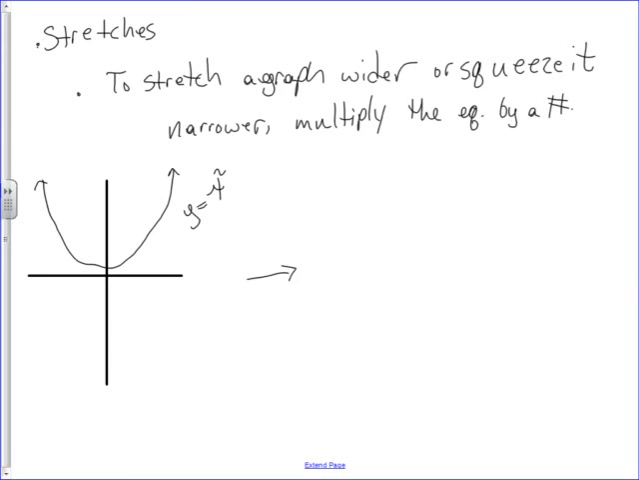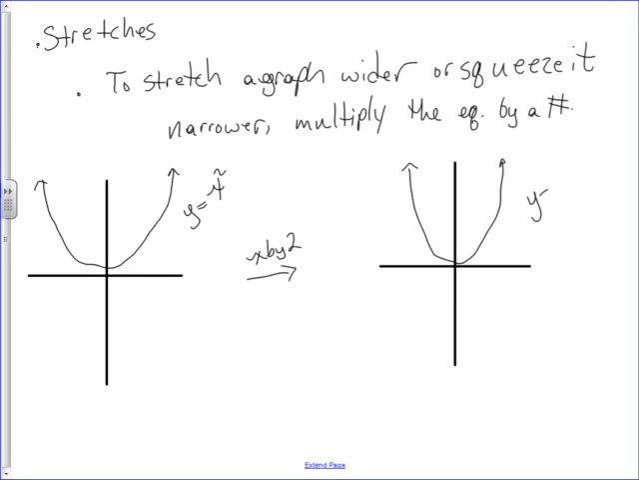Now, if we multiply x squared by 2, our graph is going to get skinnier. Our graph is physically going to get skinnier. So our normal graph multiplied by 2. I really need to get better at drawing graphs on this thing. So now this is y equals 2x squared because we multiplied the graph by 2.